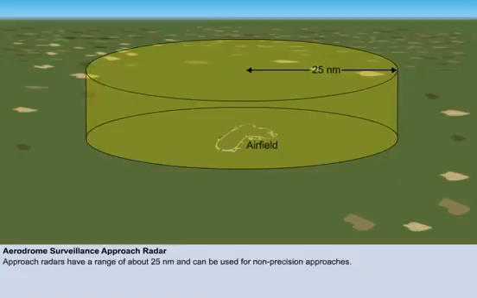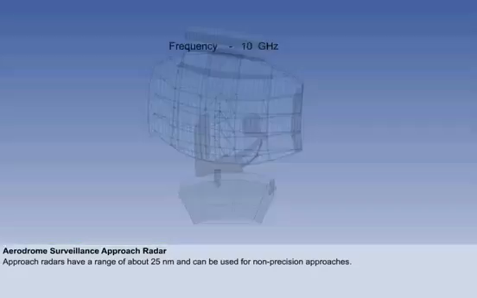As the aircraft gets closer to the aerodrome, control of the approach is usually undertaken by the aerodrome's own approach controllers, and the radar used is called Aerodrome Surveillance Approach Radar. It has a range in the region of 25 nautical miles. These radars can be used to give pilots non-precision approaches. Here is a typical example.